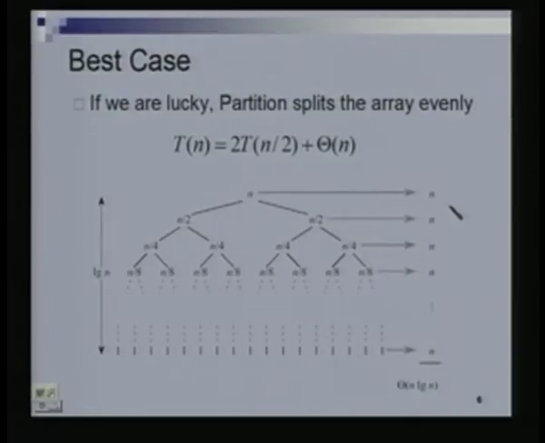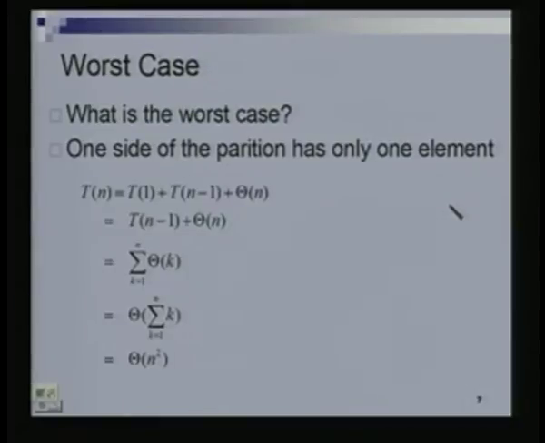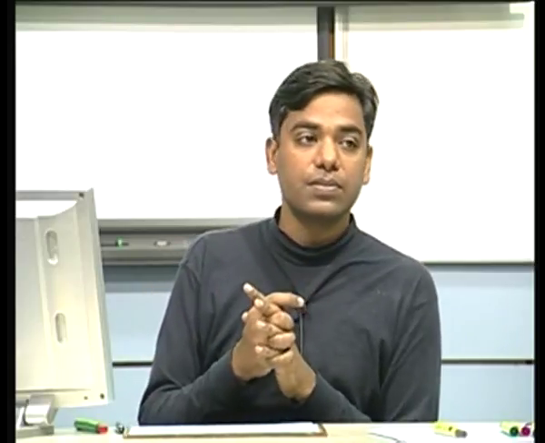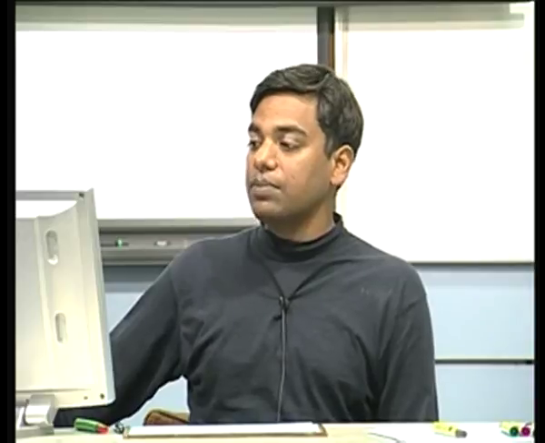Good. So what happens in general, right? If you are not lucky, what happens? So what is the worst case? N square, right. So when we partition, one side gets one element, the other side gets all the remaining elements, right? One side gets one element, the other side gets n minus 1 elements. So we could have such a situation, T1 plus Tn minus 1.